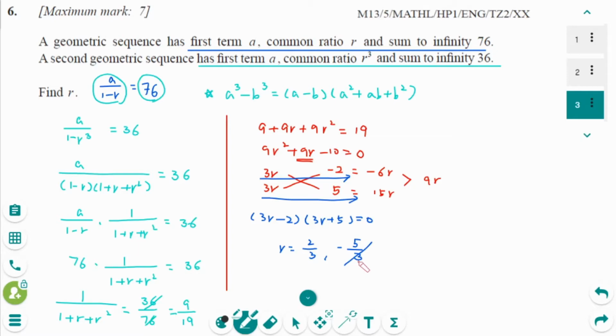But minus 5 over 3 is not possible. An infinite geometric series has a finite sum only if r is between minus 1 and 1. But minus 5 over 3 is less than minus 1. So the final answer is r equals 2 over 3.